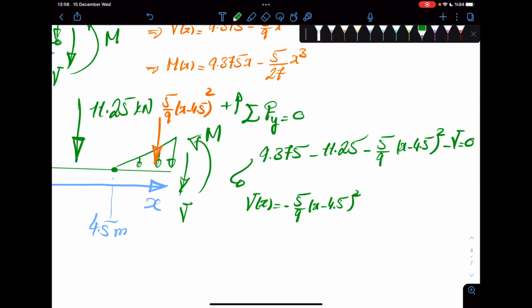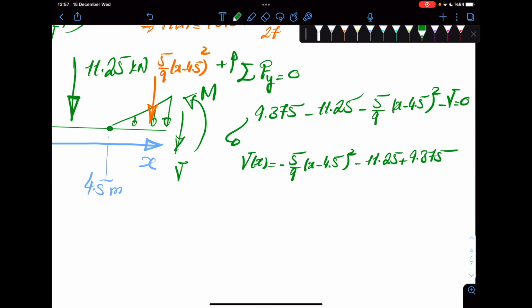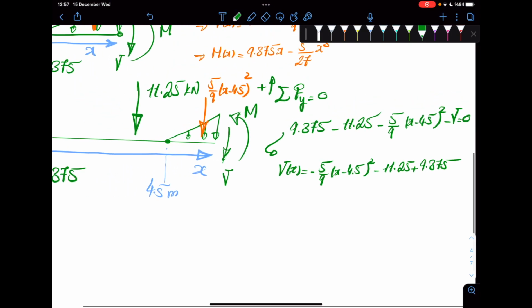minus 11.25 plus 9.375. Okay, for clarity, I just keep it like this. I don't simplify it. But you can, of course, simplify this too. All right, so this is your V.